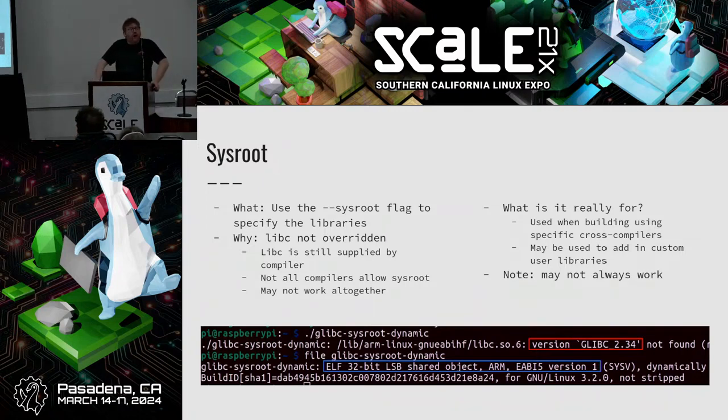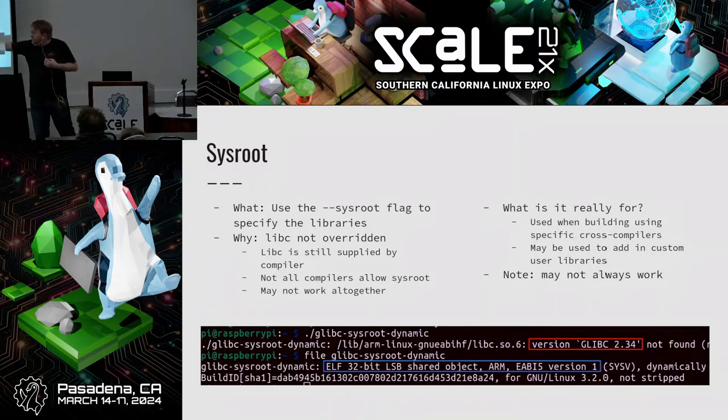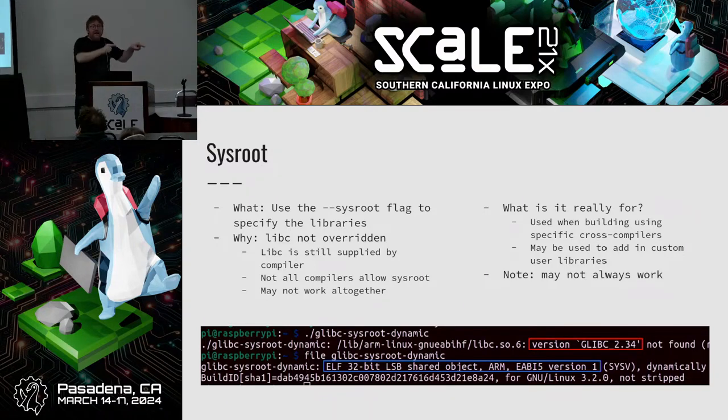Because sysroot doesn't override libc. It overrides every other library, allows you to link against any other shared object or archive file, but for some reason, libc is still built into your compiler. So despite the fact that this program here, glibc sysroot dynamic, linked against a shared object that I had on my system root, it still picked up the wrong version of libc and compiled with that same wrong version of libc. But again, we've still got the right object format.